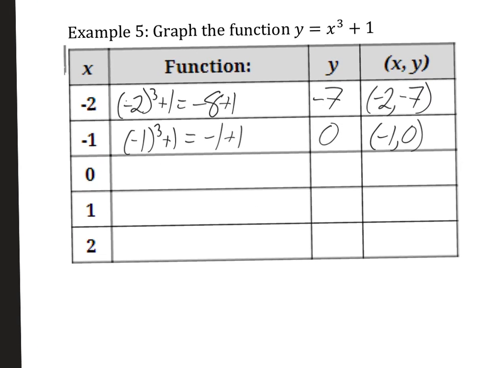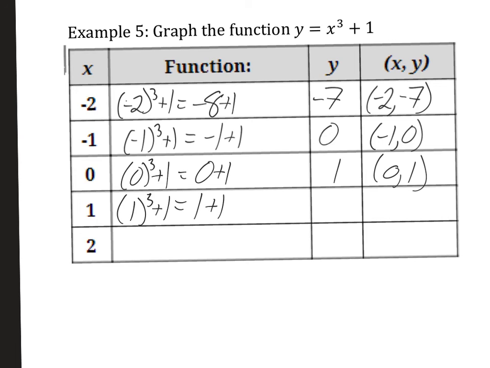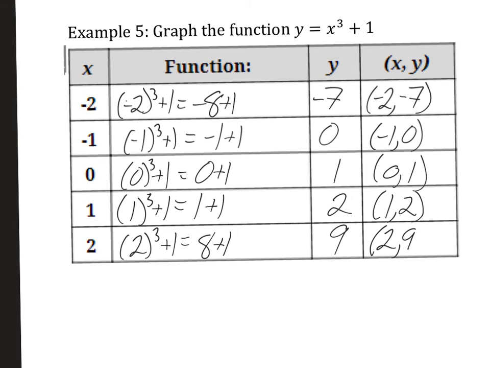Next one. 0 cubed plus 1. That is 0 plus 1. So that's going to give me 1. So I have a dot at 0 comma 1. 1 to the 3rd power plus 1. So 1 to the 3rd power is 1, plus 1. So that gives me 2. So I have a dot at 1 comma 2. And then 2 to the 3rd power plus 1. That is 8 plus 1, which is 9. So I have a dot at 2 comma 9.